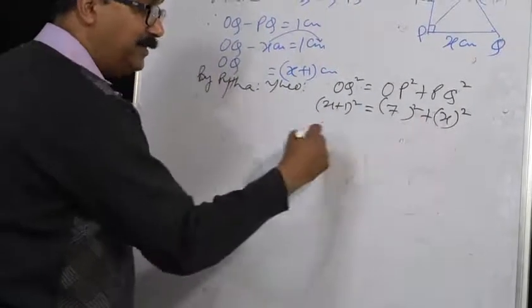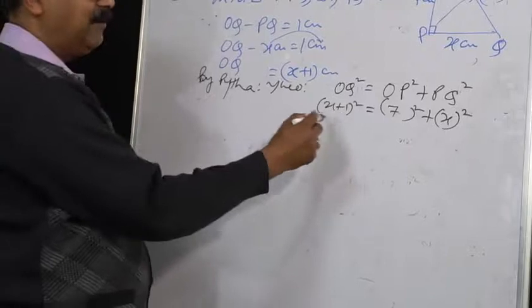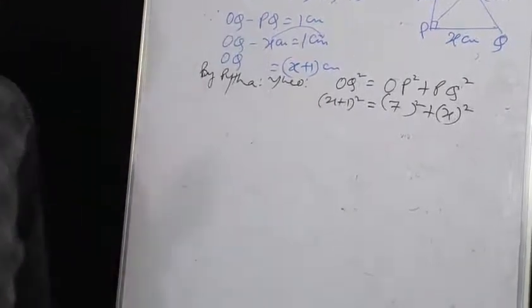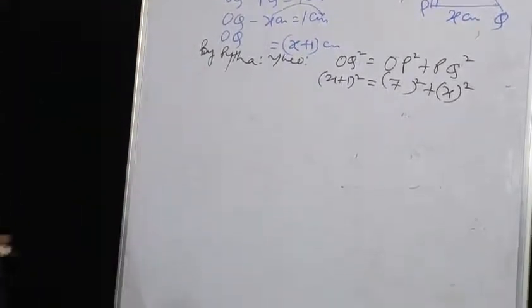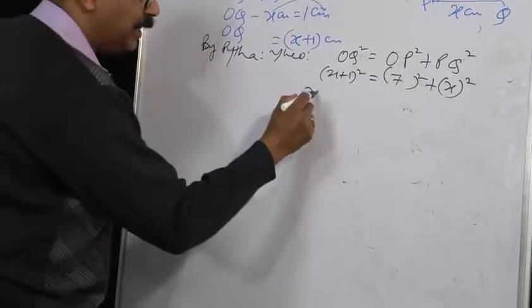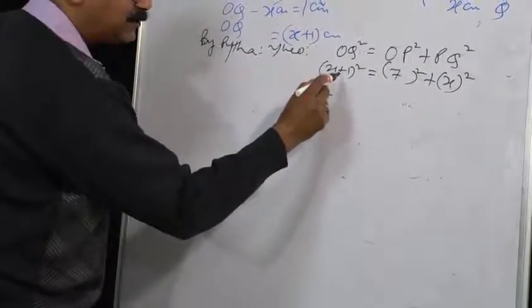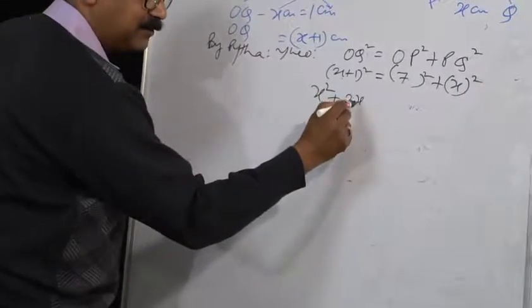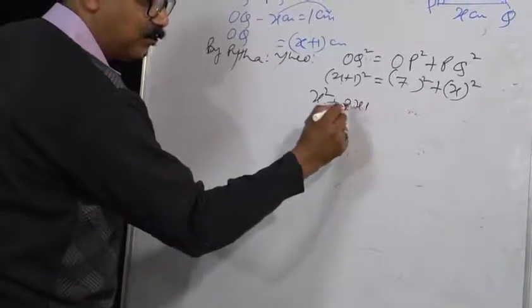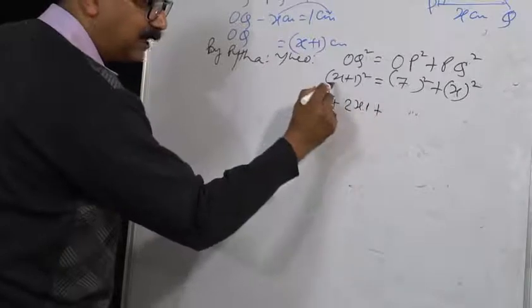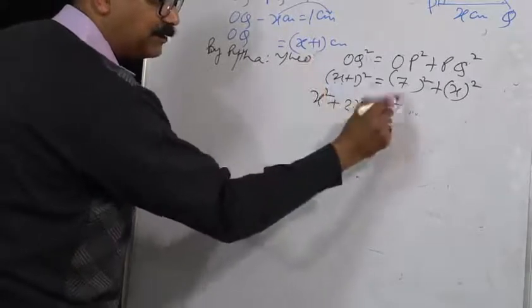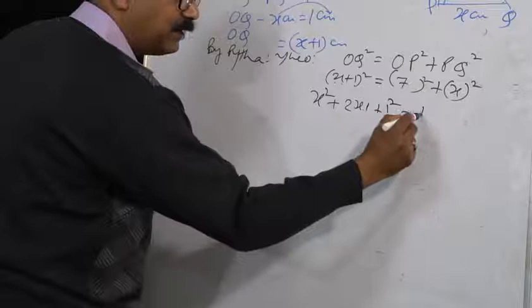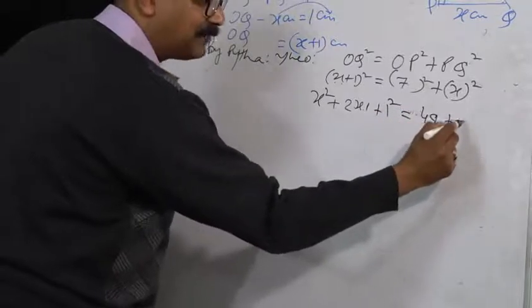Now, this one you can bring to this side to solve, or you can apply the a plus b whole square formula. What is the a plus b whole square formula? a square plus 2ab plus b square. Here this is a, this is b, you consider. That is equal to 49 plus x square.